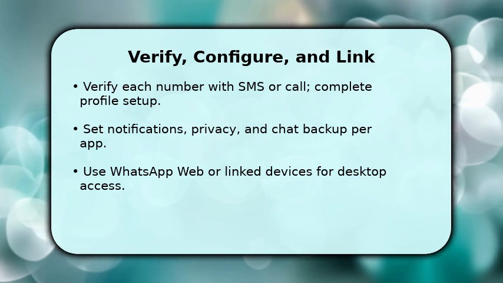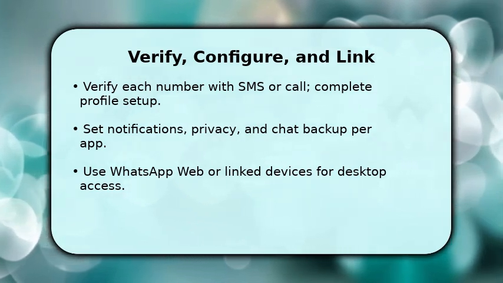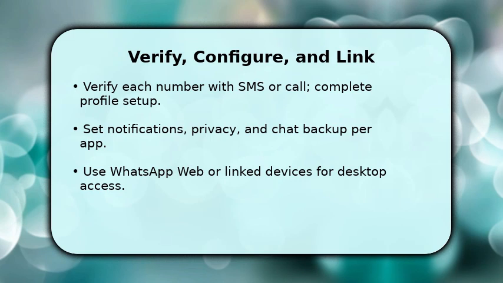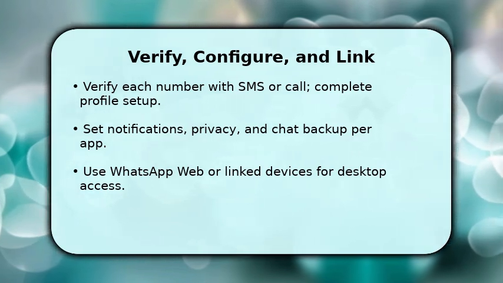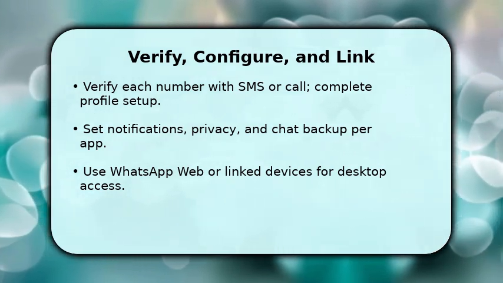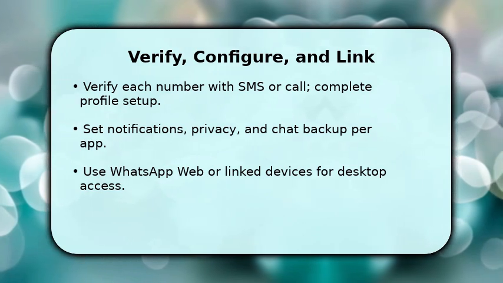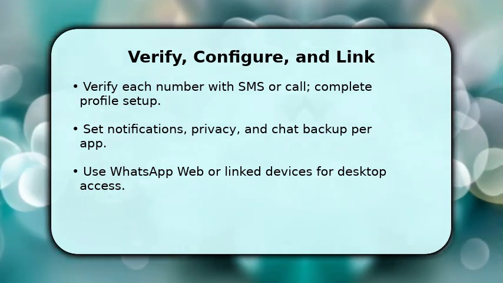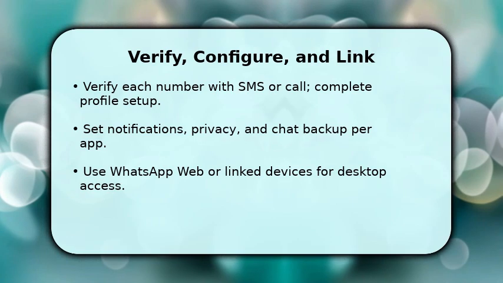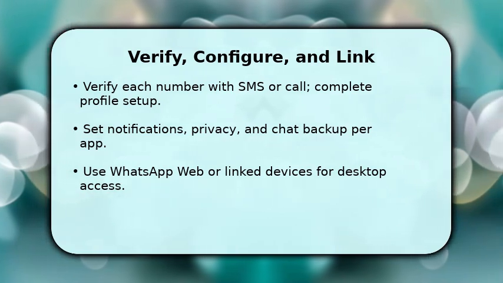Once profiles are set, go into Settings, right arrow Chats, and enable iCloud Backup for the app you want to preserve. Then link devices via Link Devices to use WhatsApp Web. This avoids logging in and out. Make sure notification tones differ so you can tell accounts apart instantly.